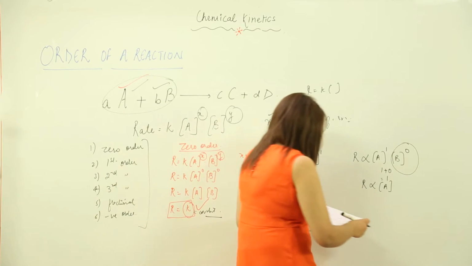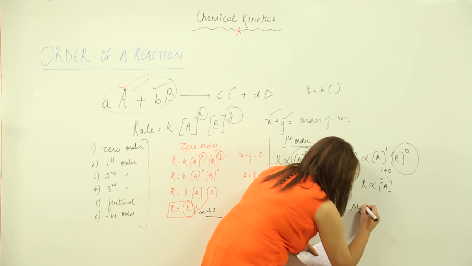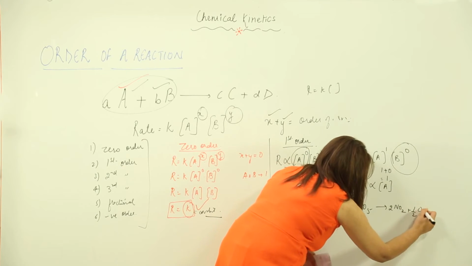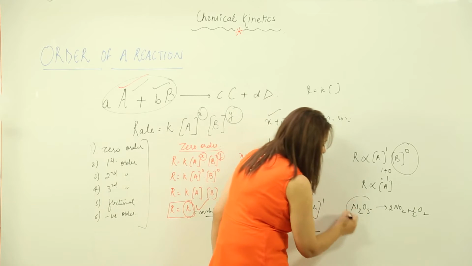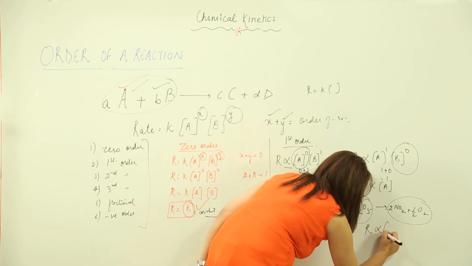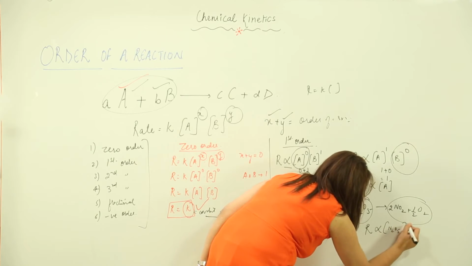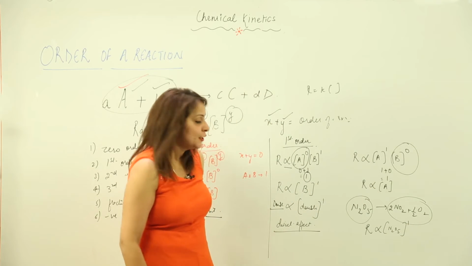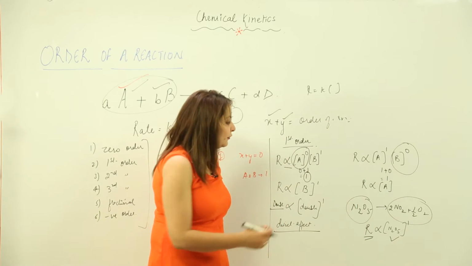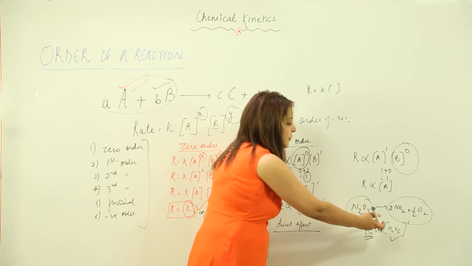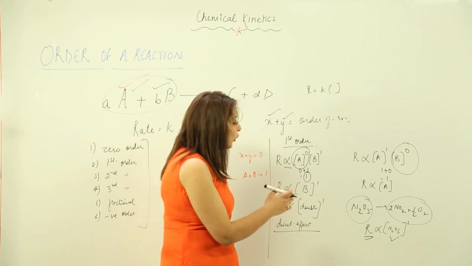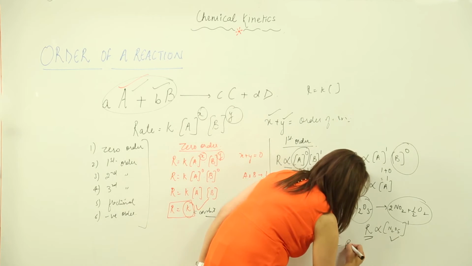So I have an example here. Suppose I have N2O5 giving 2NO2 plus half O2. This is the reactant and this is the product. In this reaction, the rate will be directly proportional to the concentration of N2O5 raised to power 1. So the rate just depends upon the concentration of N2O5. If I increase or decrease the concentration of N2O5 by some amount, the rate is going to be affected. One more example is radioactive decay.